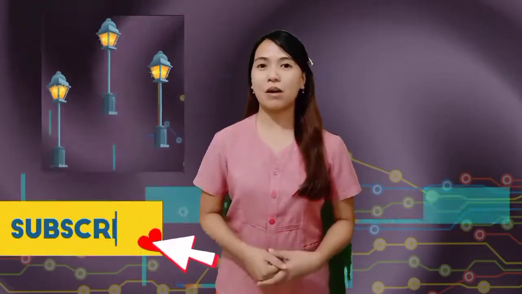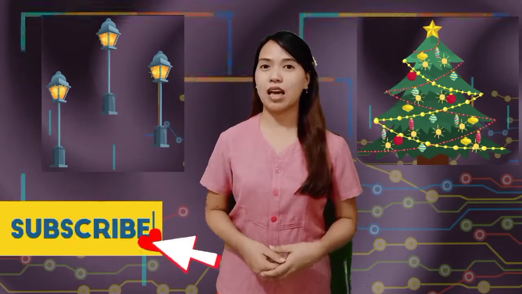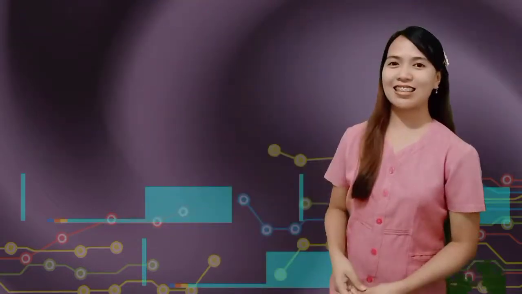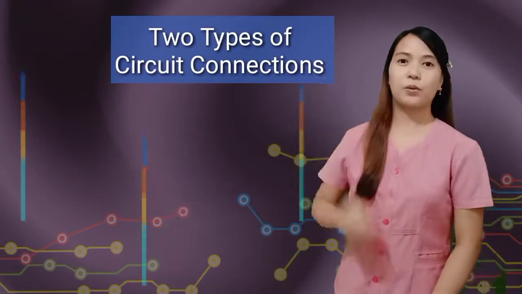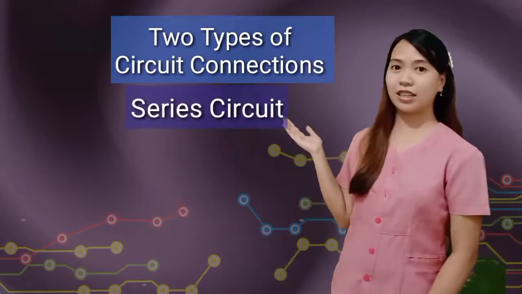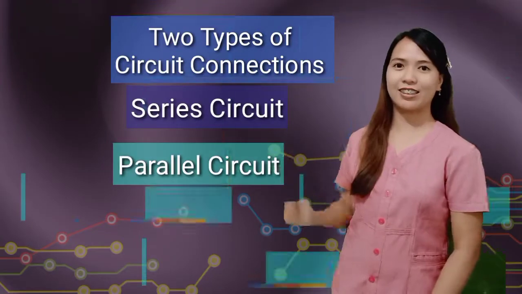I have here examples of pictures on how an electric circuit works. Do you think all these examples work in the same way? Is the flow of electricity in the street light the same as in the Christmas holiday lights? Today, class, we are going to learn about the two types of circuit. We have series circuit and parallel circuit.